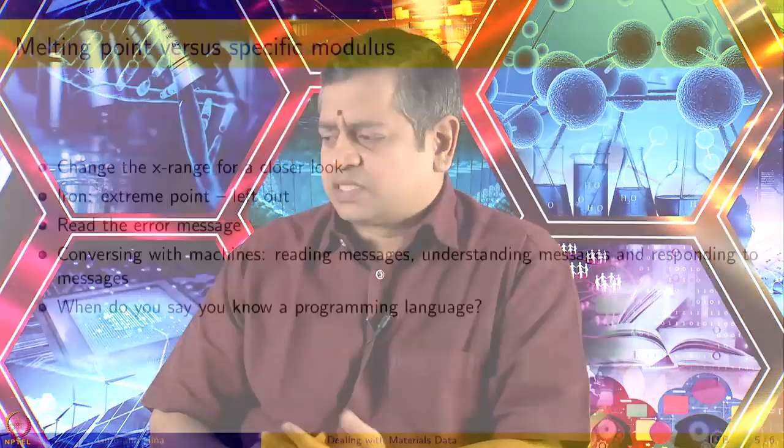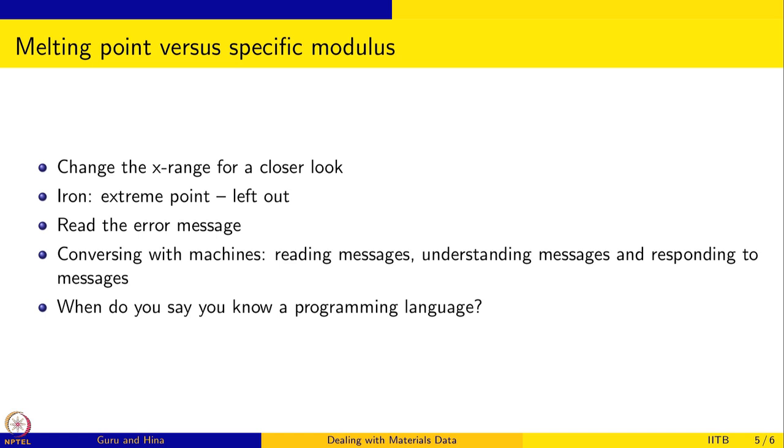And so we are going to use the melting point versus specific modulus plot, and once we do that, such a plot will also show you the extreme points. Okay. So we are going to plot and look at how the points look, and specifically we are going to learn that iron is an extreme point, and so then we are going to manipulate the plot in such a way that we leave out iron and look at what happens. And in the process, there is some programming thing that one learns, and I want to emphasize it at this point.